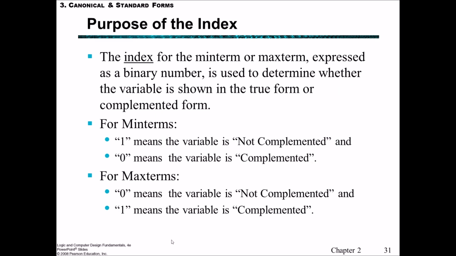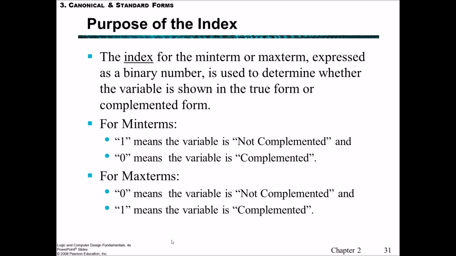So as I mentioned briefly before, the index is important when we're talking about minterms and maxterms. If the index is expressed as a binary number, so that is not as a decimal number like we listed in the table before, but as a binary number, then it can be used to determine whether the variable shown is in its true or its complemented form. So for minterms, if there's a 1 in the binary value of the index, then it means that the variable is not complemented. If there's a 0, it means it is complemented. For maxterms, it's the opposite way around. A 0 means that it's not complemented, and a 1 would mean that it is complemented.